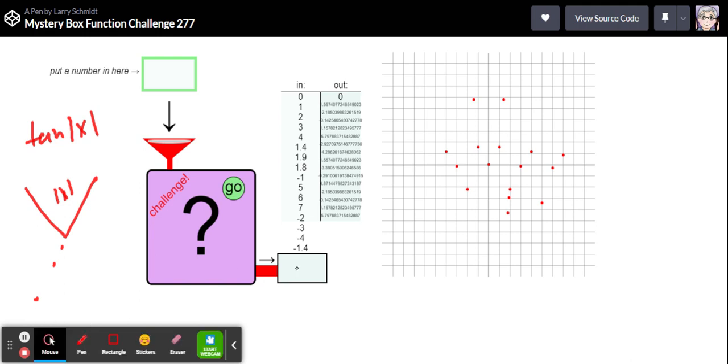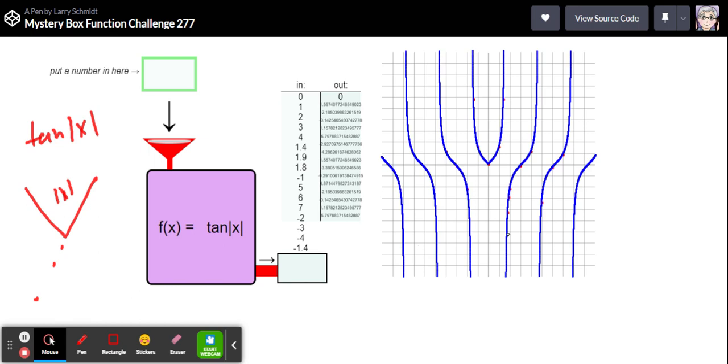So I'm going to go ahead and reveal. Yeah, that's the tangent of the absolute value of x. So let's graph this one. This will look interesting. Wow, pretty cool. So you can see it's the regular looking tangent graph over here on the right hand side of the graph, and then we just get that mirror image there.